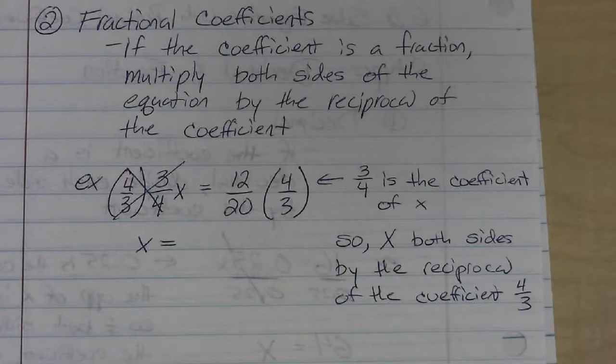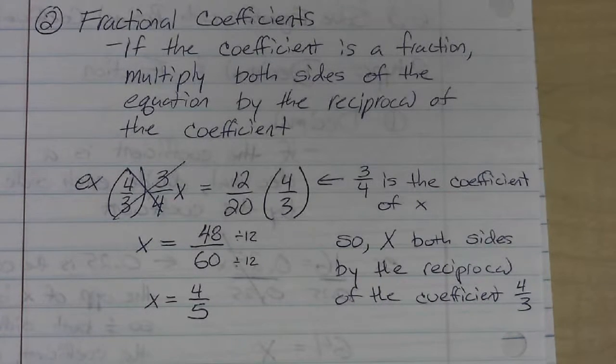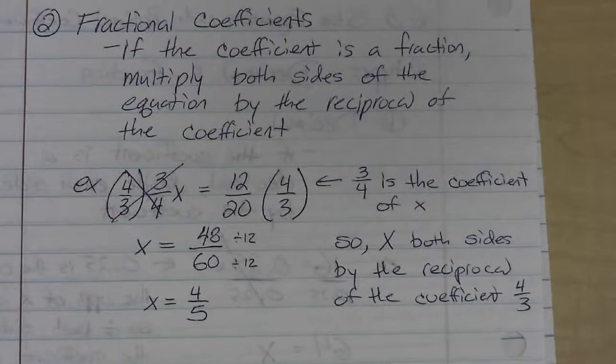That leaves me with x on the left-hand side, and on the right, on top I have 12 times 4, which is 48, and for the denominator I have 20 times 3, which is 60. This fraction we can reduce, of course. Both of these numbers are divisible by 12, so this reduces to 4/5. And that's how we deal with fractional coefficients.